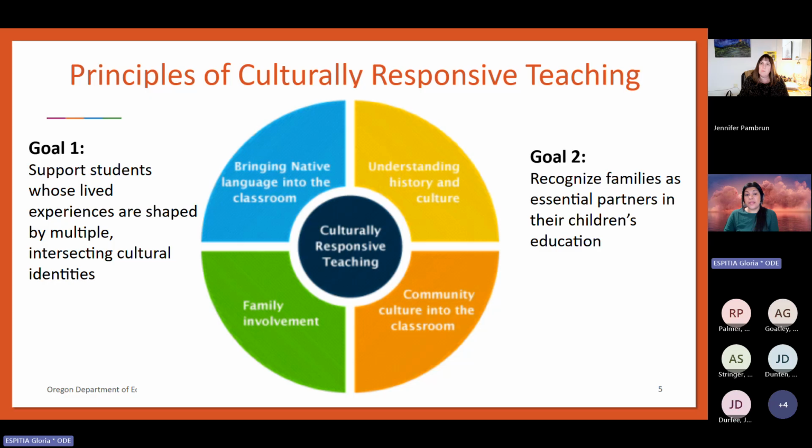And bringing native language into the classroom allows students to use their full linguistic resources to understand content, express ideas, and participate in learning. These practices are centered in equity and anti-racist principles, ensuring that students' and families' lived experiences, their language, and their cultural knowledge are valued as assets. The principles approach is a constructivist approach, really drawing on the prior experience of students' lived experience and their cultural background.